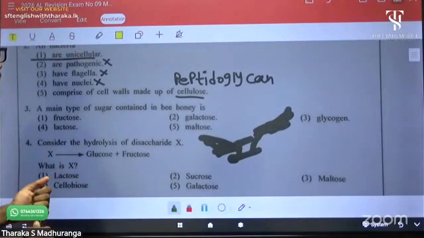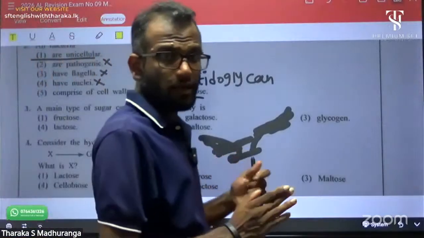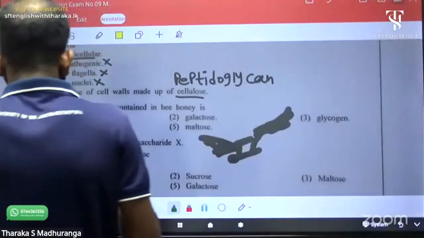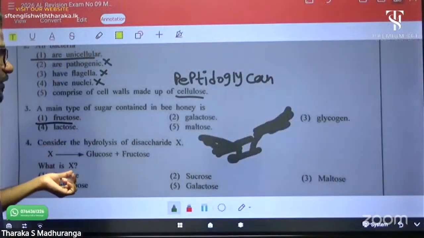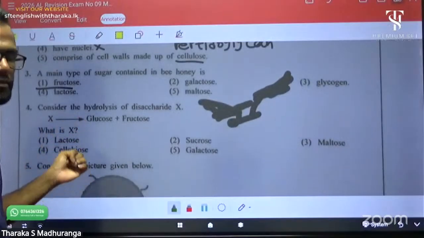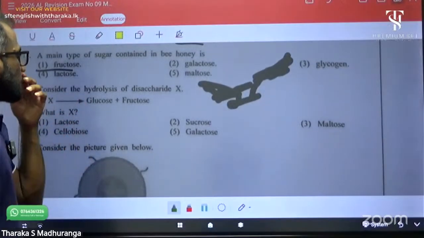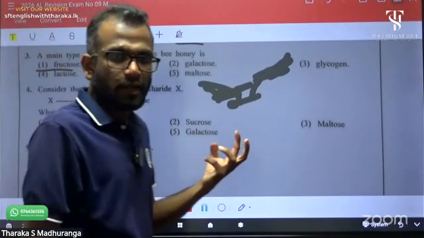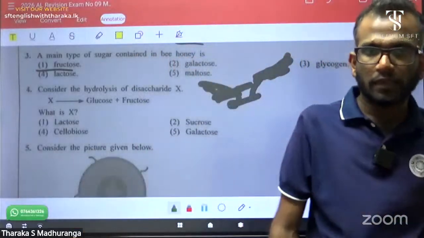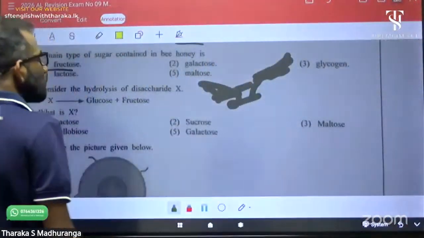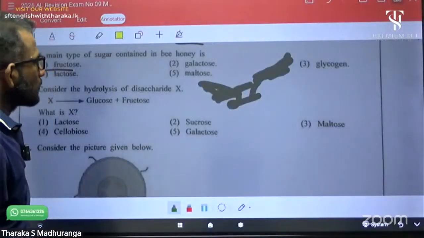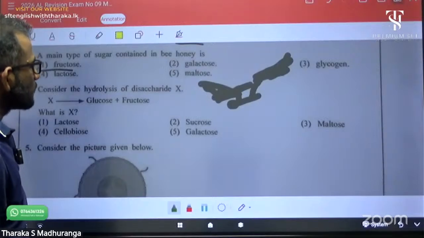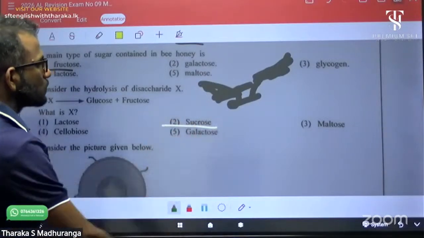The main type of sugar contained in honey is mainly fructose. The second place is glucose, right? The main one is fructose. Remember, in honey the main type is fructose. Consider the hydrolysis of disaccharide X. Then what are the products? Glucose and fructose. Glucose and fructose is a product. Then this disaccharide should be sucrose.